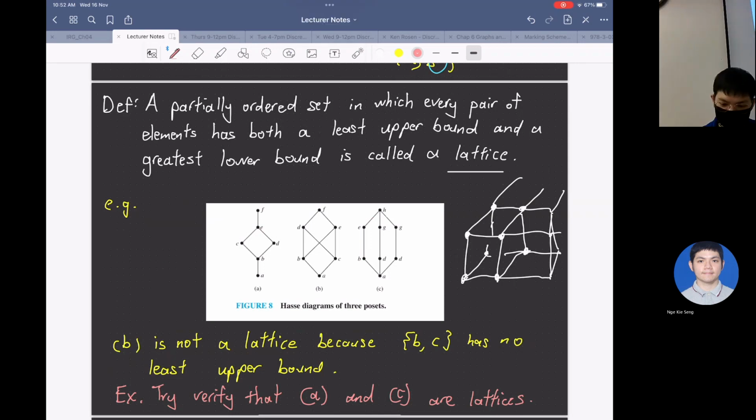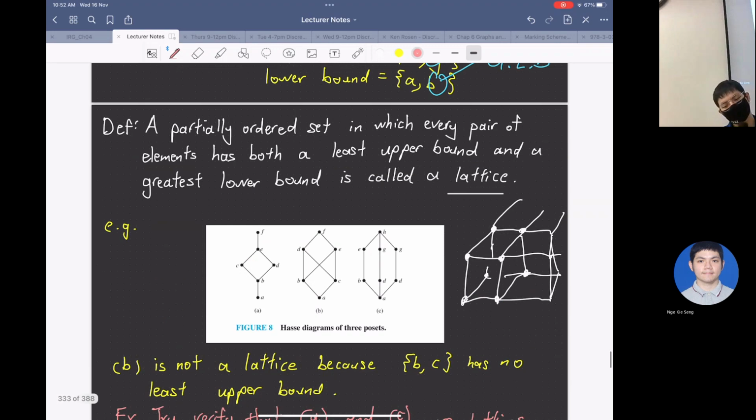We will start at lattice, and lattice will be the first step before we step into the next topic. The next topic will be on graphs and trees, and it's a long topic. We'll spend about three weeks on graphs and trees. It's a generalization of this lattice.